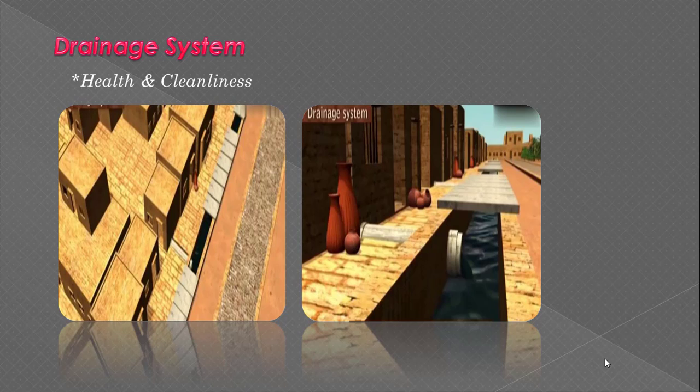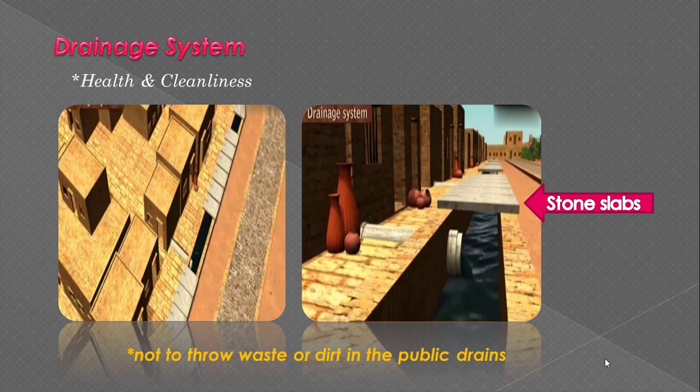These drains were covered with bricks and sometimes with stone slabs. Kitchen and bathrooms had drains which were connected to the public drains. Proper care was taken to ensure that no one threw waste or dirt in the public drains. The drainage system was so well planned that it could be compared with that of any modern city.